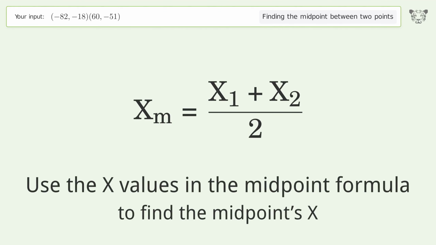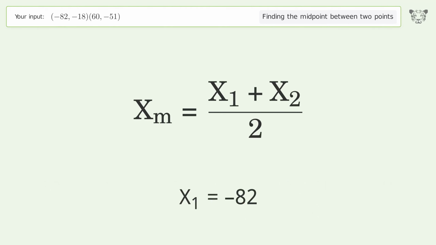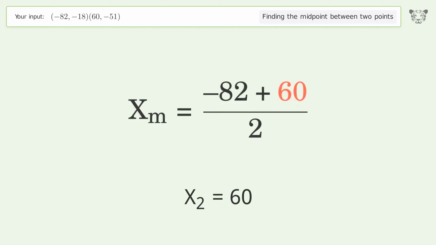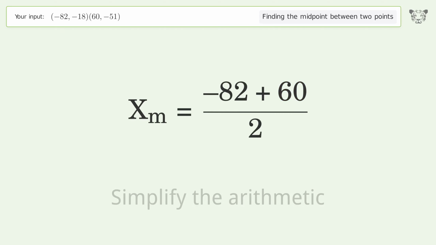Use the x values in the midpoint formula to find the midpoint's x. x1 equals -82. x2 equals 60. Simplify the arithmetic.